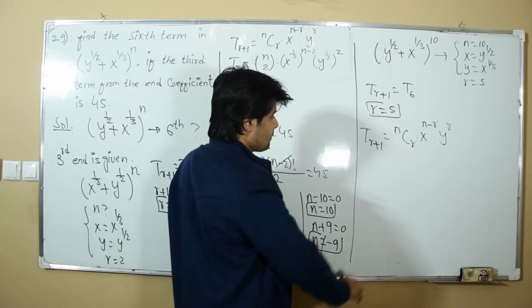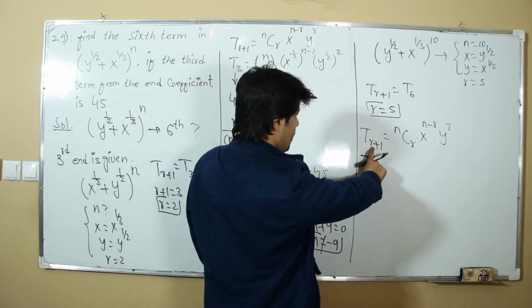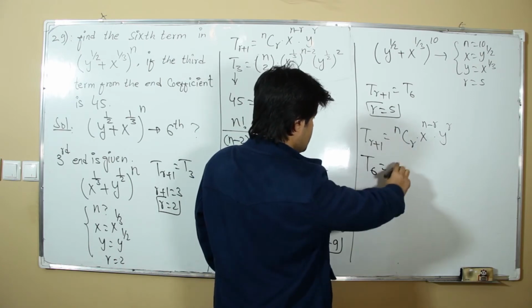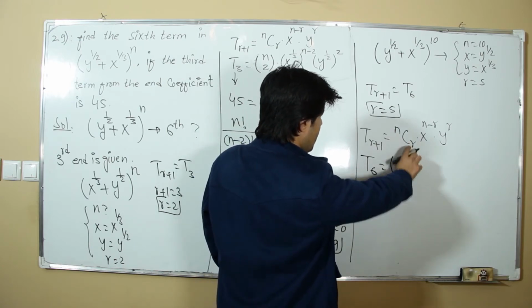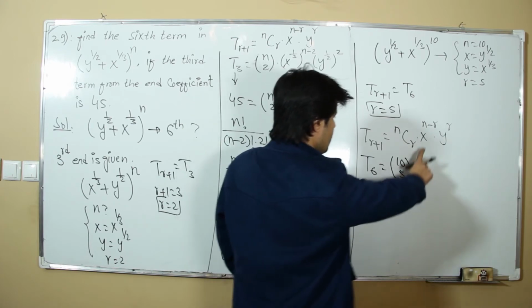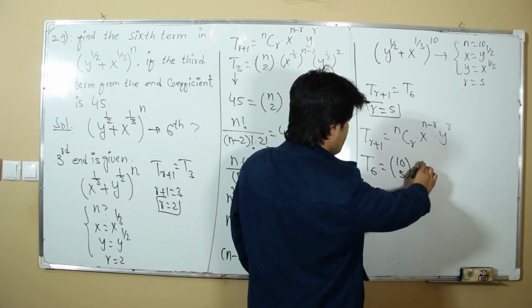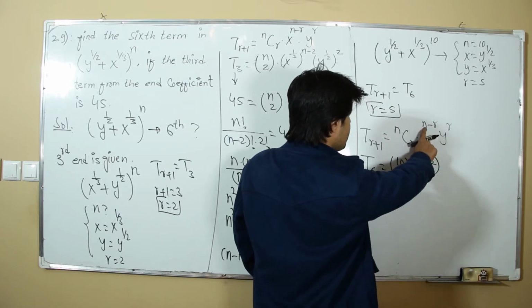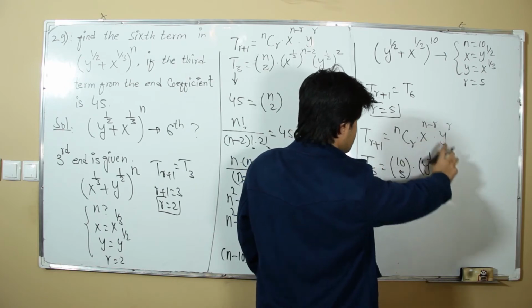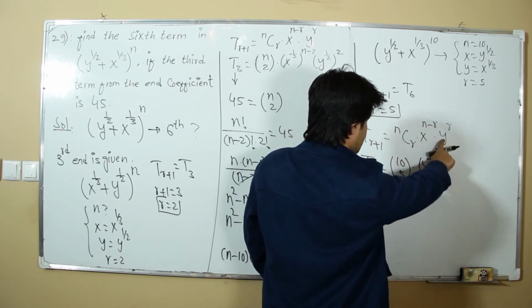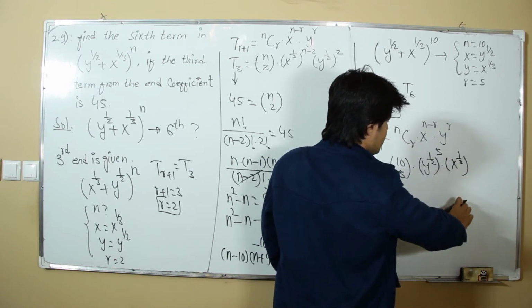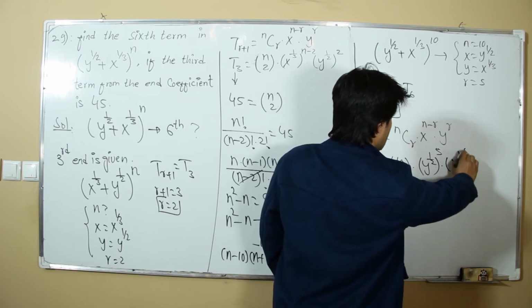A simple question. Instead of r plus 1 you have 5 plus 1, which is 6, and instead of n, 10, and instead of r you have 5, and instead of x you have y to the power 1/2, and instead of n minus r, 10 minus 5 is 5, times, and instead of y you have x to the power 1/3, and instead of r you have 5.